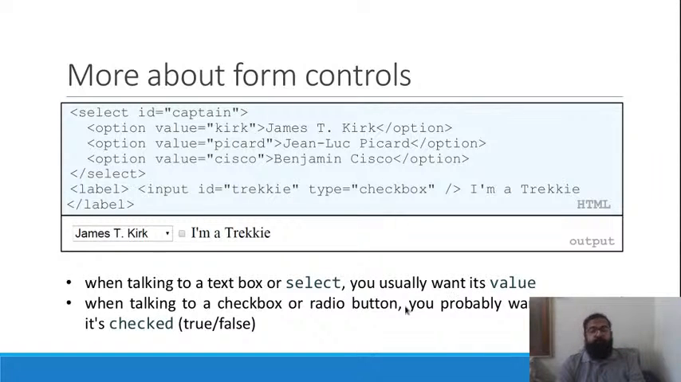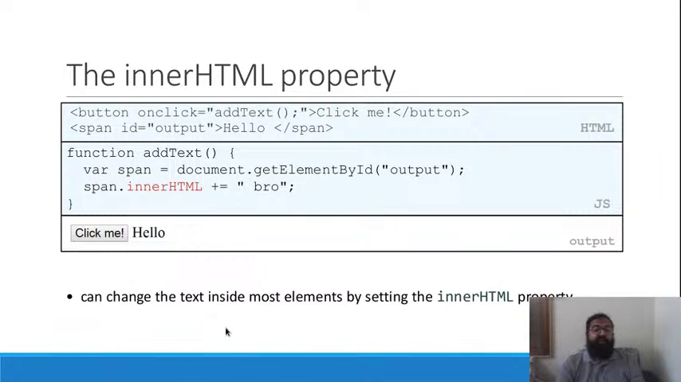So you probably want to know if it's checked, true or false. Okay, and you also have the innerHTML property. This is how we started with JavaScript as an example when we introduced JavaScript in the first class, right? We clicked on a button, and that button changed a particular text in the page. So we had already seen something called innerHTML over there. This is similar to that.